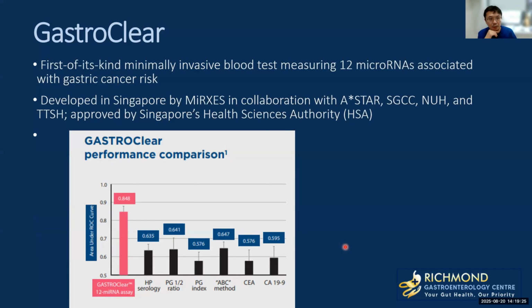GastroClear is one of those common screening tests instead of gastroscopy that's been developed by a Singapore company that measures 12 microRNAs, and that is a good test to screen, to exclude patients, to avoid them from having screening gastroscopies. Now, the study has shown that the area under the curve, or the receiver operator curve, is very, very high compared to other cancer markers.